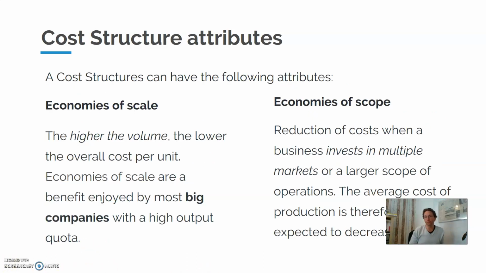And the third and the fourth attribute are economies of scale and economies of scope. Especially if you're analyzing a bigger company in your assignments, you need to focus on economies of scale and economies of scope. Economies of scale: the higher the volume, the lower the overall cost per unit. And economies of scope: reduction of costs when a business invests in multiple markets. Therefore, marketing department costs can be spread over these different markets, and therefore the cost per activity can be lower.